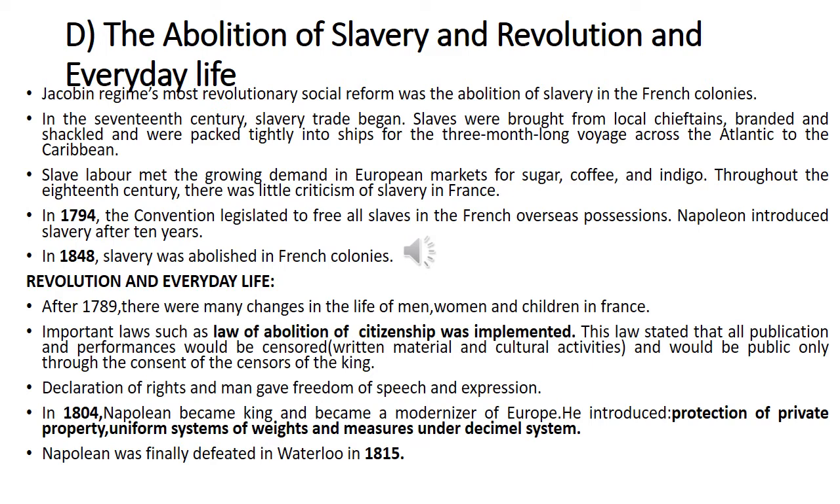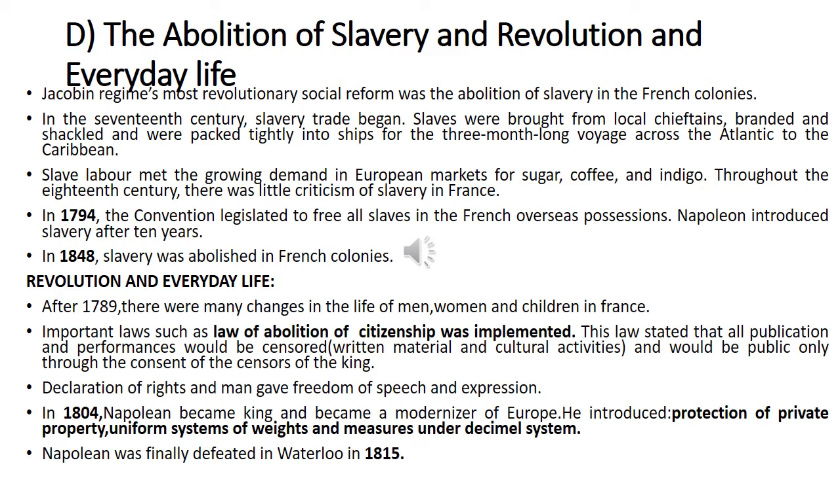He introduced many laws such as the protection of private property and a uniform system of weights and measures provided by the decimal system. Many people saw Napoleon as a liberator who would bring freedom for the people. But soon his army came to be viewed everywhere as an invader force. Finally, Napoleon was defeated at Waterloo in 1815.